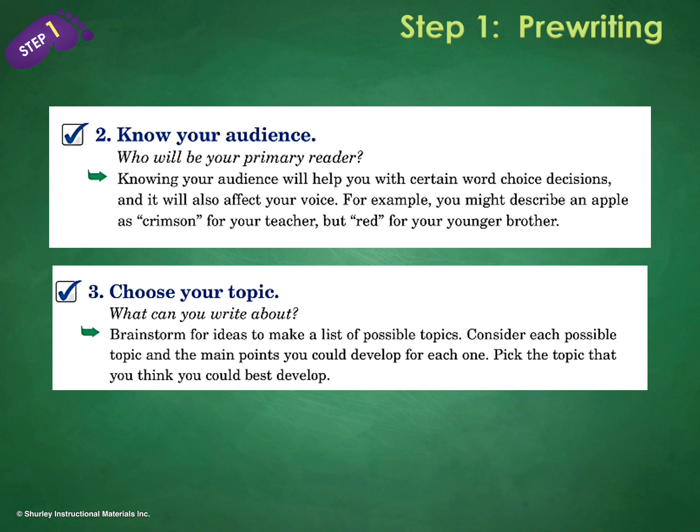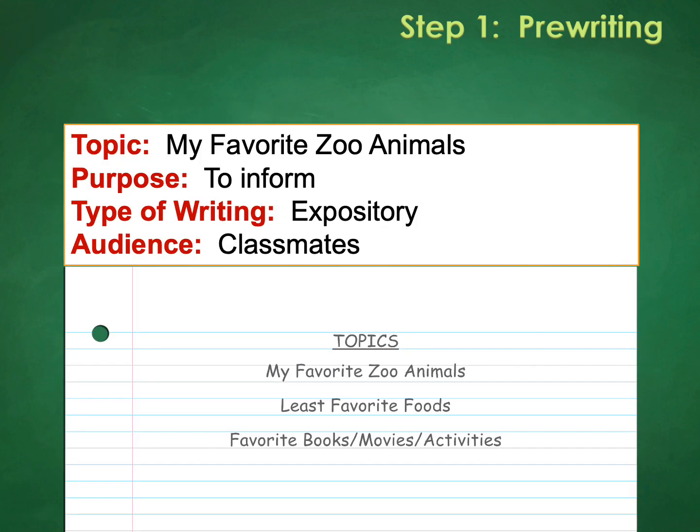This pre-writing step encourages students to brainstorm for ideas and to think about the possibilities for main points to discuss. Afterwards, the student can pick the topic that they think they can best develop. Look at the middle of the page first.